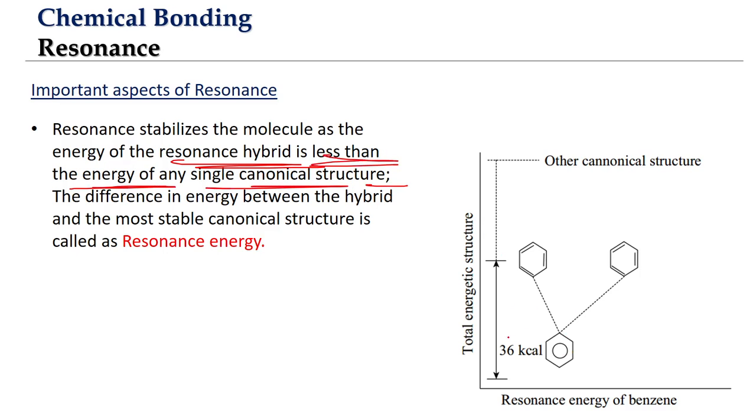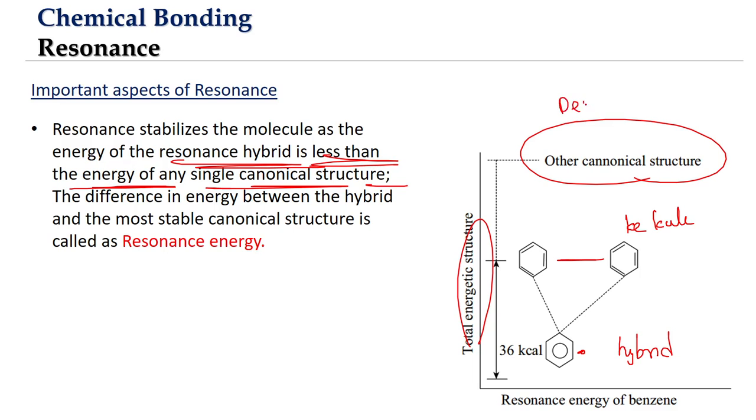See, let's talk about benzene itself. This is the energy axis. Okay, here what is it? This is the hybrid. These two are what? These two are the Kekulé structures. Other canonical structures means what? We are talking about the Dewar structures. Okay, so we see the hybrid is having less energy than any single canonical structure. It is having lesser energy than Dewar structures and also lesser energy than the Kekulé structures.